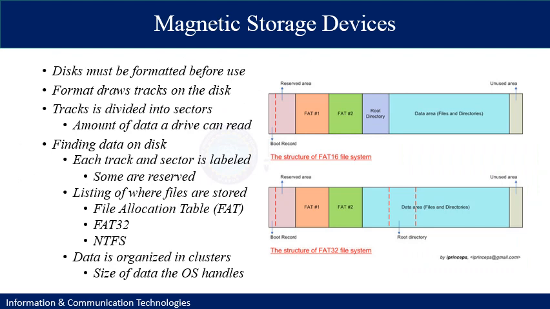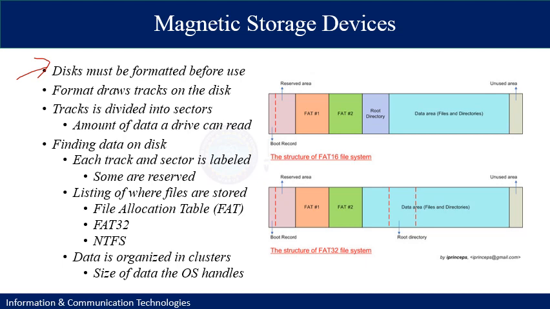One of the critical aspects of a magnetic storage device is that the magnetic disk must be formatted before use. The format draws tracks onto the disk, and each track is usually divided into a number of sectors as described in the previous slide, and each sector can hold some amount of data which the reader can read. To find the data on the disk, each track and sector is labeled with a number, and you can access the data by the numbered tracks.